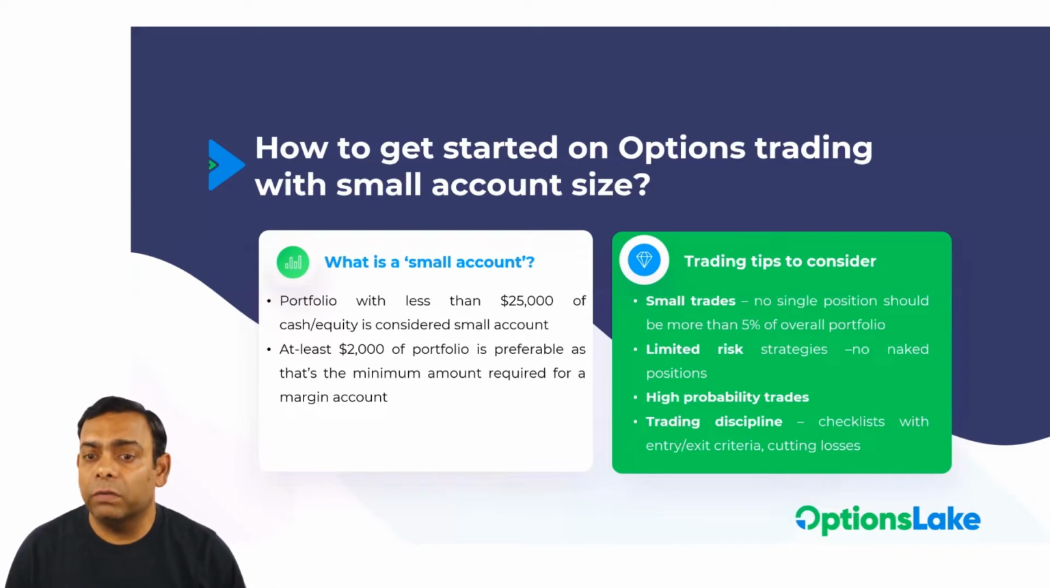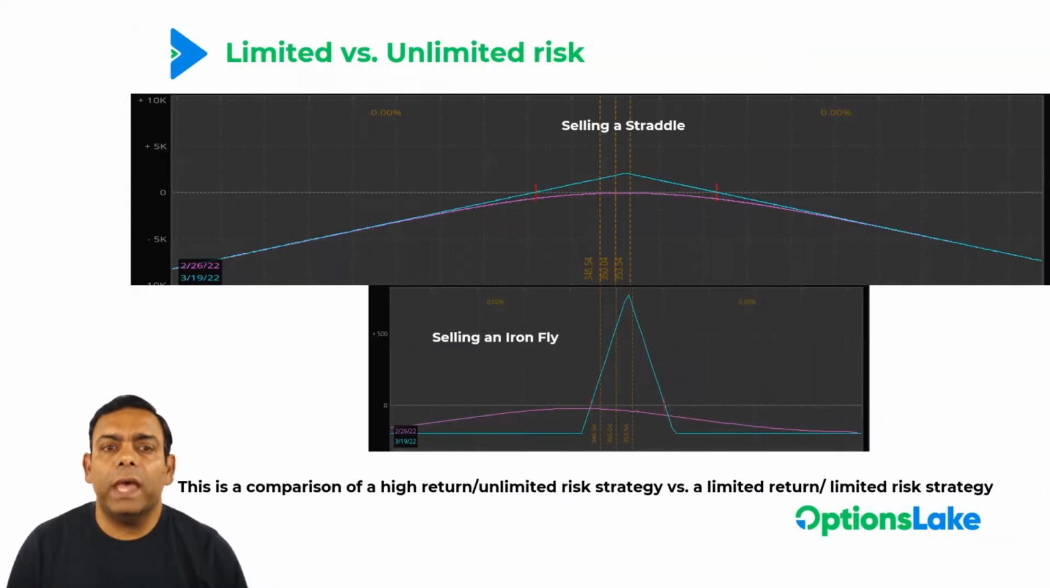Number one, small trades. No single position should be more than 5% of overall value. Number two, limited risk strategy should be employed, which means that absolutely no naked positions. Number three, high probability trades. We're going to talk about one example in one of the slides later. And number four, trading discipline, which means having a checklist for entry exit criteria, having the discipline for cutting losses, and so on.